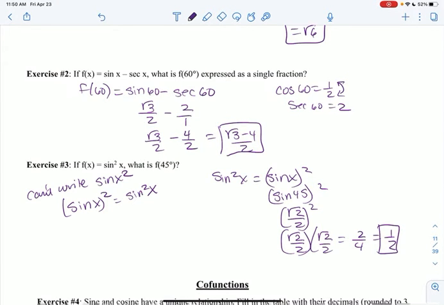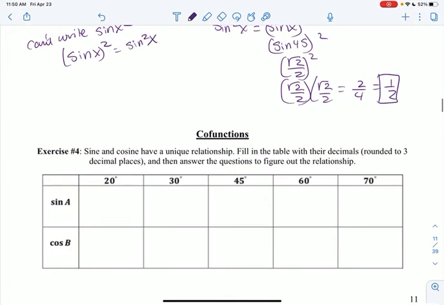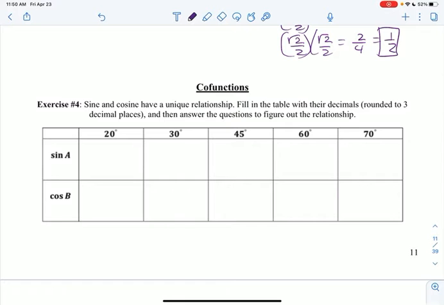All right, so those were my exact values. The next thing I have to talk about with you is cofunctions. Cofunctions we did talk about in geometry last year. Sine and cosine have a unique relationship. You're going to fill in the table with their decimals rounded to 3 decimal places and then answer the question. So all I'm doing is using my calculator. Remember, your calculator needs to be in degree mode when you're doing this.